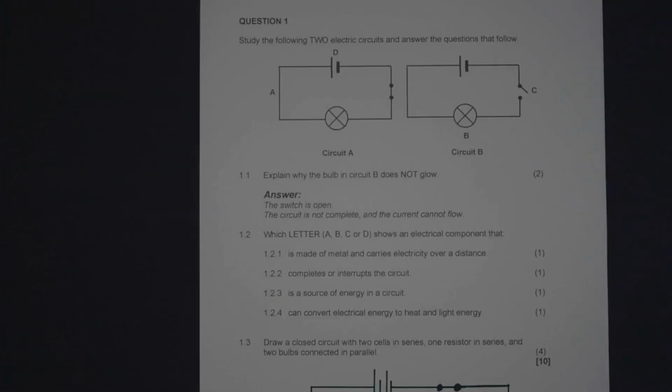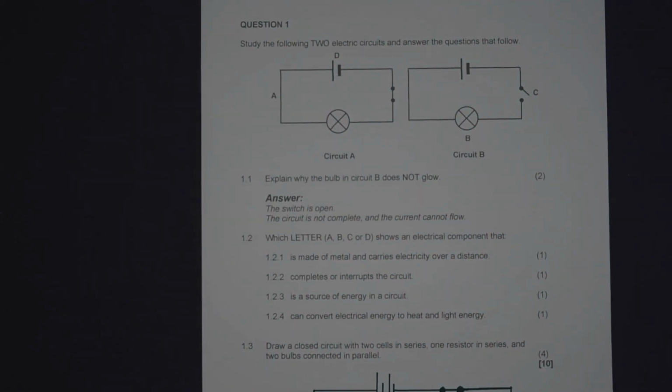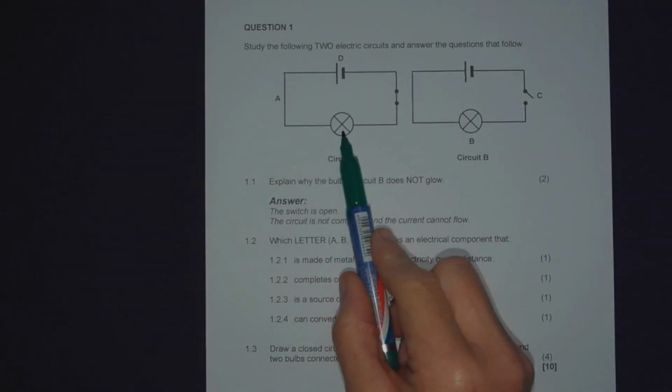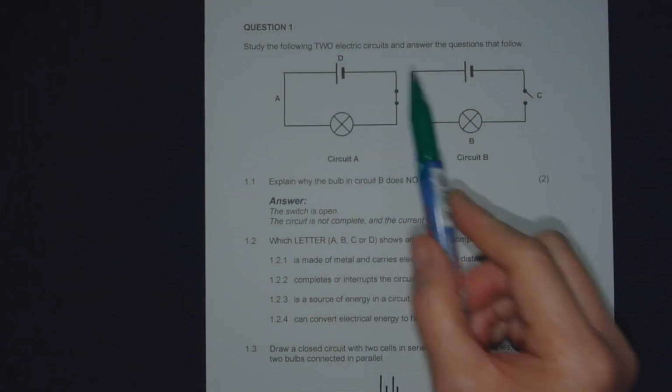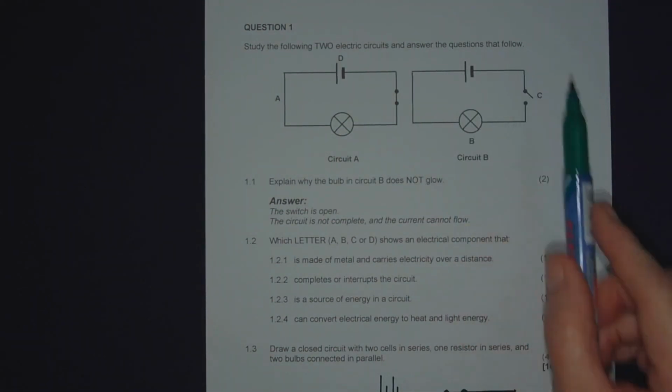Good day, grade 8s. Today we are going to look at some exam type questions on series and parallel circuits. In question 1, it says study the following two electric circuits and answer the questions that follow. So in circuit A, we have a cell, a bulb, a closed switch. In circuit B, we have a cell, a bulb, and an open switch.